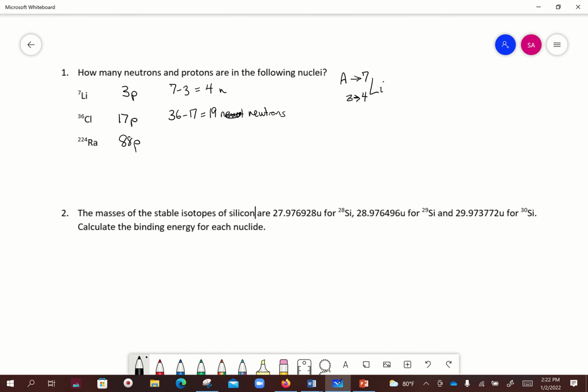And so it's got how many neutrons? 224 minus 88, which is 136 neutrons. So you can see as we go up in the periodic table, the bigger the number of protons, the bigger the number of neutrons. In fact, the neutron number becomes way bigger than the proton number as we go up in order for the nucleus to remain stable.